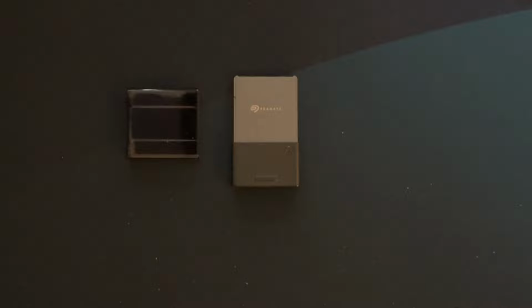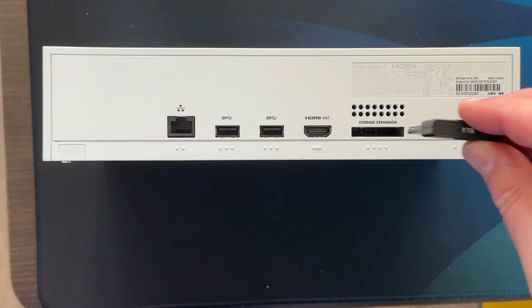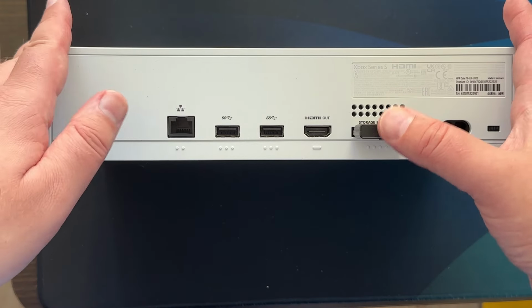I have the drive. Before installing the drive, I wanted to look at the instructions. Take the cap off, plug it in the Xbox, and start the Xbox. I think we'll be able to do that, so let's try it. The task was a success.